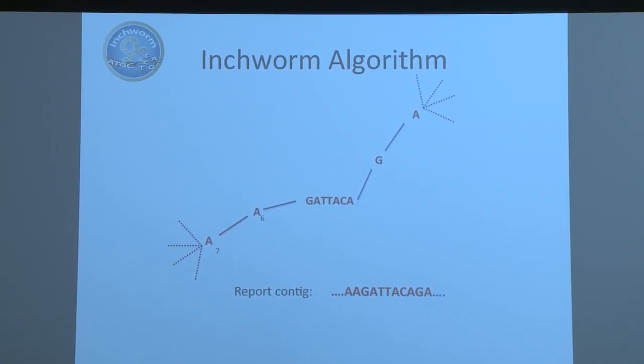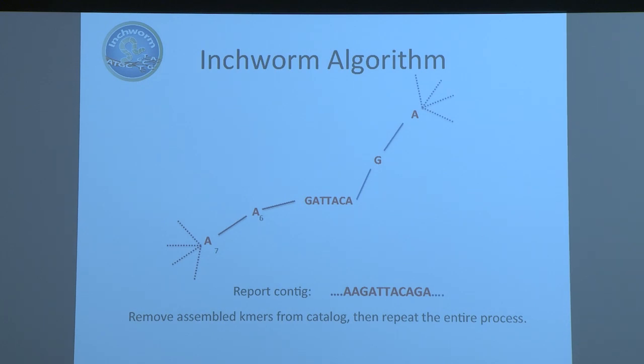We report that contig as part of the Inchworm output, and then we take those k-mers out of our catalog. So the catalog is going to keep getting smaller, and those k-mers can't be reused. Anytime you find a k-mer within an Inchworm contig, it's unique. You're not going to find it as part of any other Inchworm contig. So remove the k-mers that correspond to this contig, and then we cycle through and do it again. Pick the next highest abundant seed, and then do the extensions.